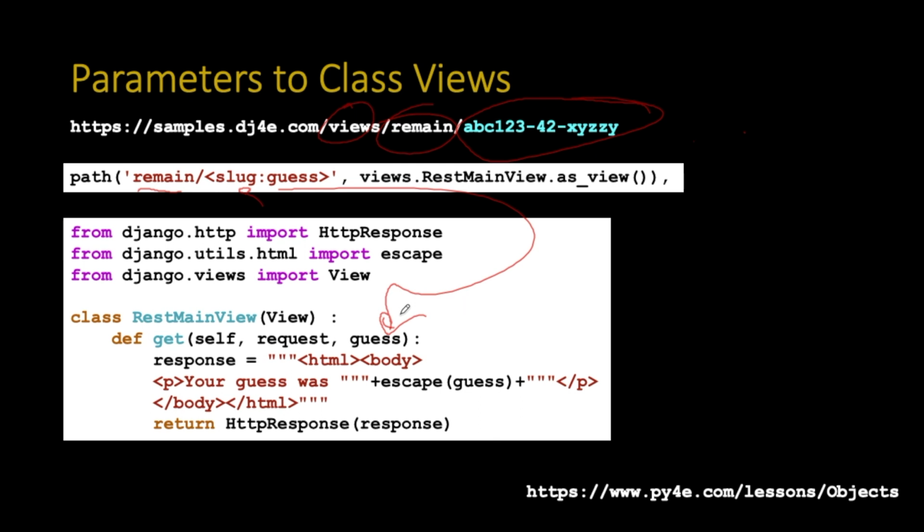And then we're going to respond to a get request. Self, of course, is the object-oriented thing. Here's the whole request, and guess is that little piece that comes off of the end of the URL. We're going to create a response by escaping the user-provided guess bit so that if the user puts something nasty in for cross-site scripting, we stop them from doing that. And so that produces the same kind of output. Your guess was ABC12342XYZZY.